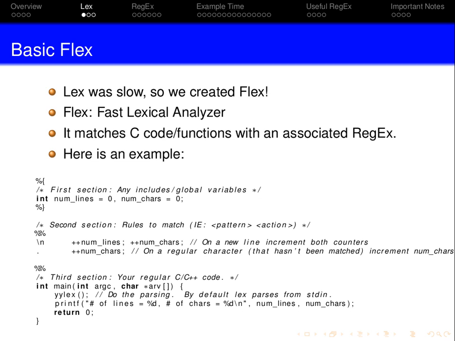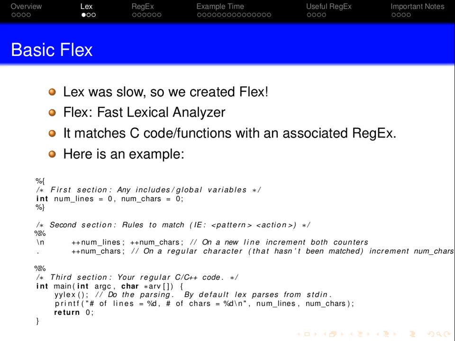So here's an example. This one is just going to count the number of characters and the number of lines in your input. Your first section is basically anything global or any headers you want to include, and your sections are delimited by two percent signs. So the first section is just I'm going to start two variables, num_lines and num_chars. And then the second section is where you have your regex on the left and your code on the right. So \n, aka on a new line, increment the number of characters, because a new line is a character, and increment the number of lines. Said that backwards, but that's okay.